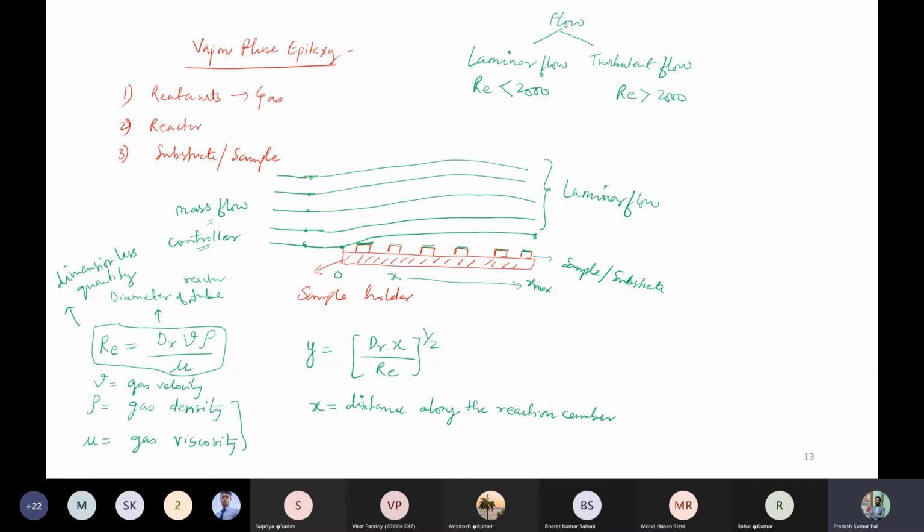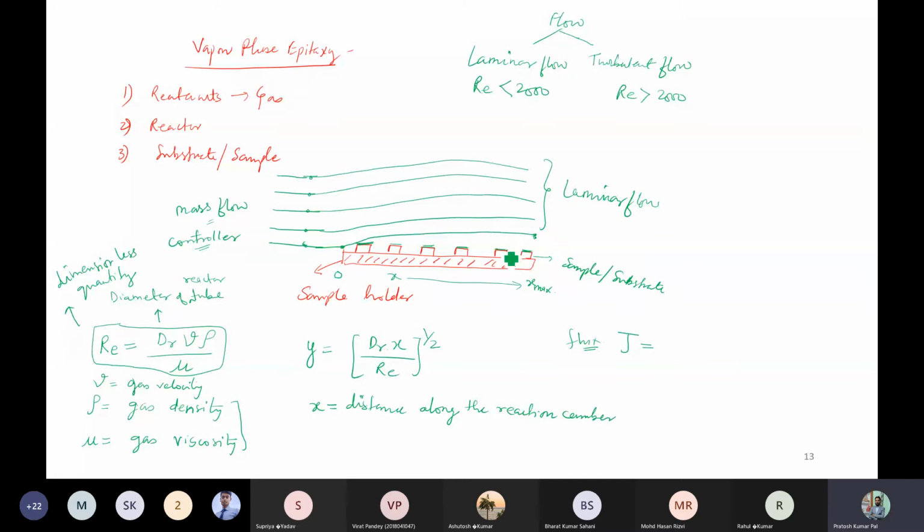Another parameter defined is J, which is called the flux. Flux is the change in the gaseous concentration. What is the change in concentration between the atoms present on the surface and the gaseous molecules? There will be a concentration change, and with respect to that, there will be a change in the deposition also.